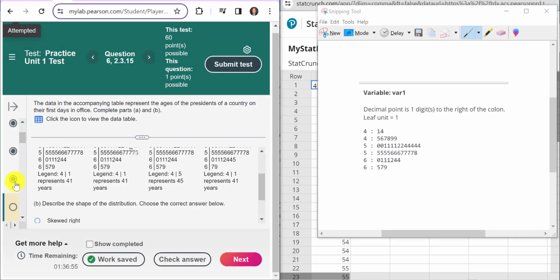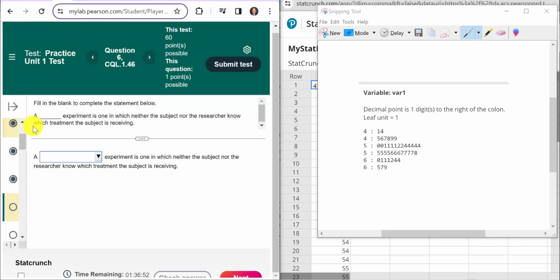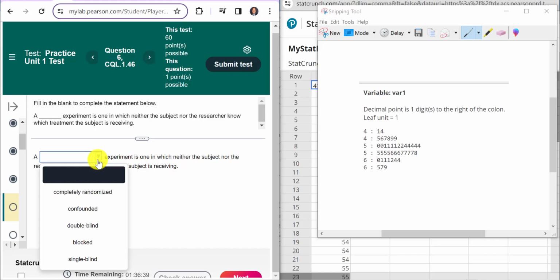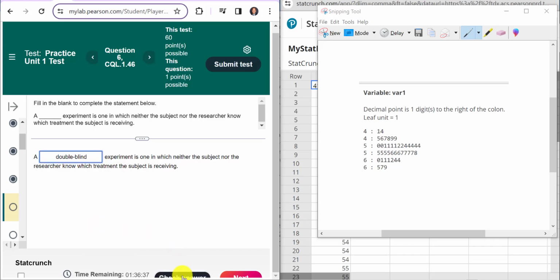And there we go. A blind experiment is one in which neither the subject nor the researchers know which treatment is which. So this blinding, single blind is like the people being examined don't know, or the researchers don't know. If they both don't know, it's what we call a double blind study.